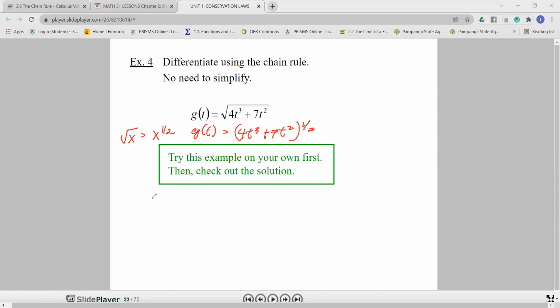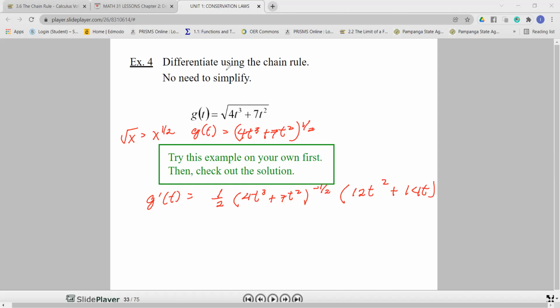And by power rule, what will be your g prime of t? G prime of t will be, again, the power 1/2. Tapos yung sa loob ay 4t cubed plus 7t squared. 1/2 minus 1 is negative 1/2 times yung derivative ng nasa loob. Okay, kasi nga, di ba, power muna tapos yung nasa loob. Derivative of the outside multiplied to the derivative of the inside. So the inside will become 12t squared plus 14t. The derivative nito is 12t squared, tapos 2 times 7 is 14t. Okay, so that's it. So this is then the derivative. This is your g prime of your t.